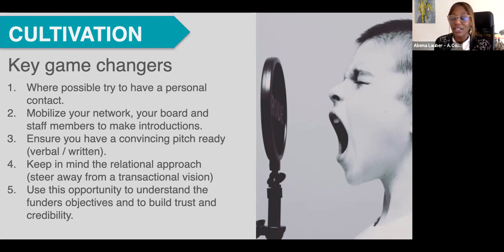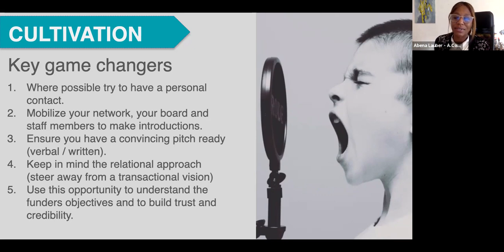So cultivation. Another thing is, how do I really build this relationship? It can take 18 months. One would say really have patience and use this opportunity to understand the funder's objectives and to build trust and credibility. So in the qualification phase, we're looking at whether they are aligned with us. In the cultivation phase, it's really: am I aligned without losing my values? How do I bring out these elements that are speaking to this funder's objectives?